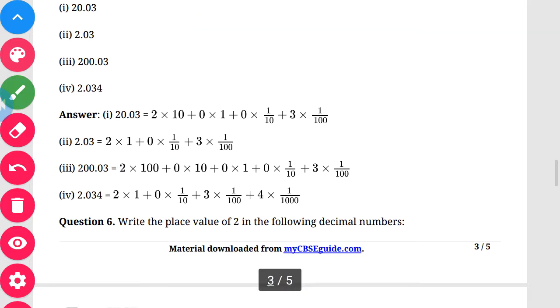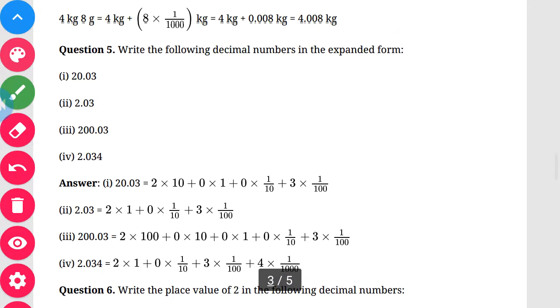We'll go with the next one quickly. That is the fifth one. Write the following decimal in the expanded form. Again, it is very easy. You just need to understand the integral part and the whole part. The whole part you expand as per normal expansion, what you have studied in your previous classes. After that, when it is the integral part, you have to start from the 1/10 position.